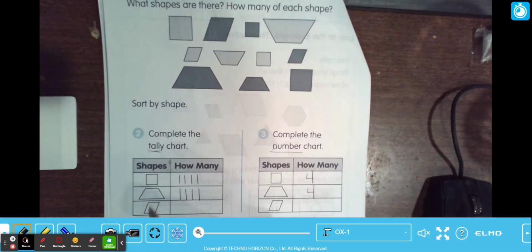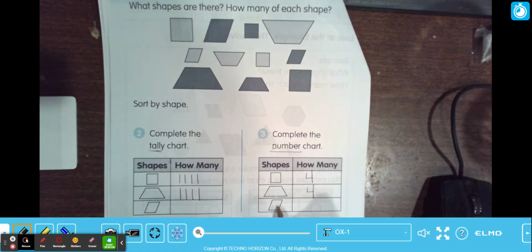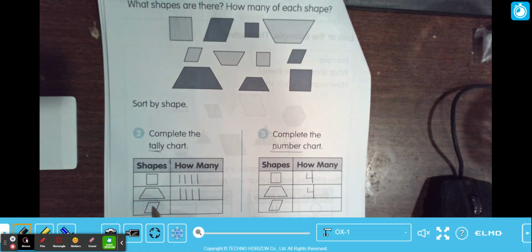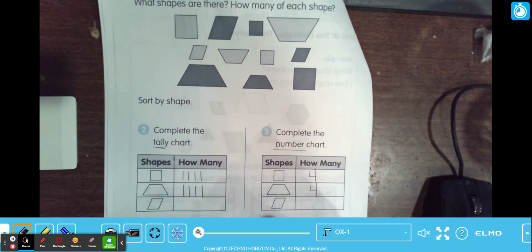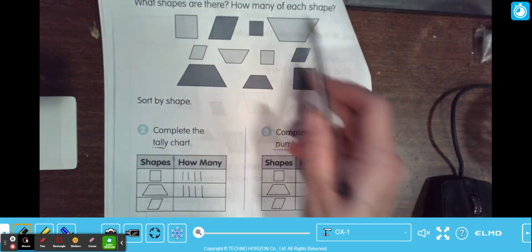Okay, last shape is the rhombus. This one right here is the rhombus. It looks like a square that's been squished, like pressed down, right? So look for the rhombuses here.